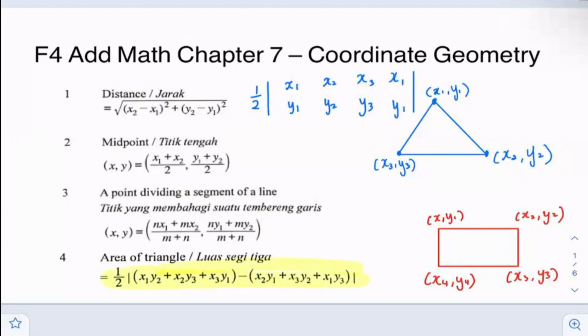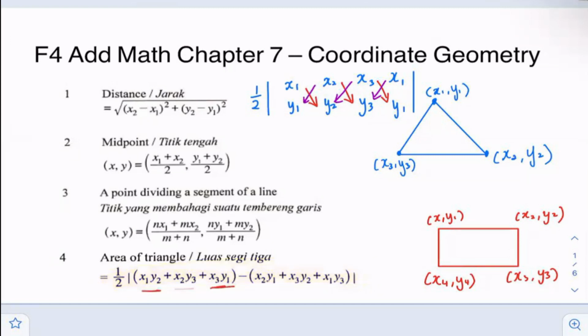And how do you get to an equation like this? It's very simple. You just need to do multiplication, following this direction. So you have x1 y2, x2 y3, and x3 y1. From left to right is addition, so you add them up. Next, you go in the opposite direction: x1 y3, x3 y2, x2 y1. And you subtract all of them.